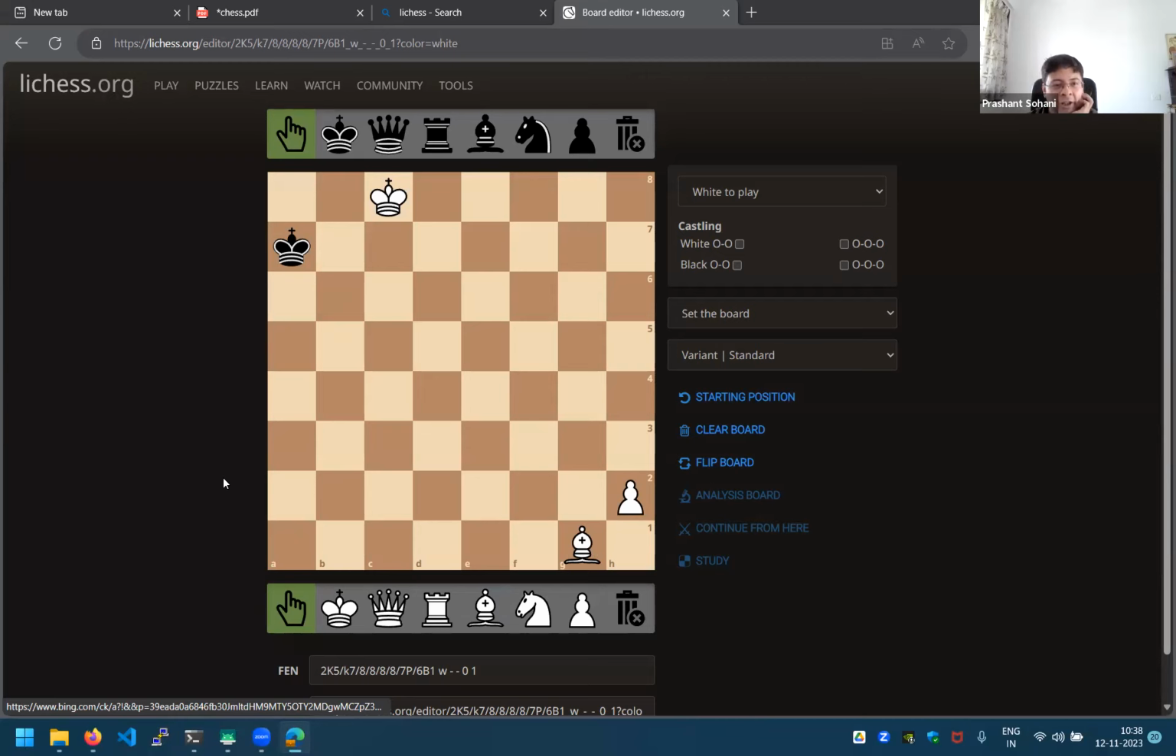So we all agree that white played something, but whatever piece white played is not on the board anymore. And we know what happened after that. The move after that, which black played, is this, right? It was captured. Okay, and what was the piece?